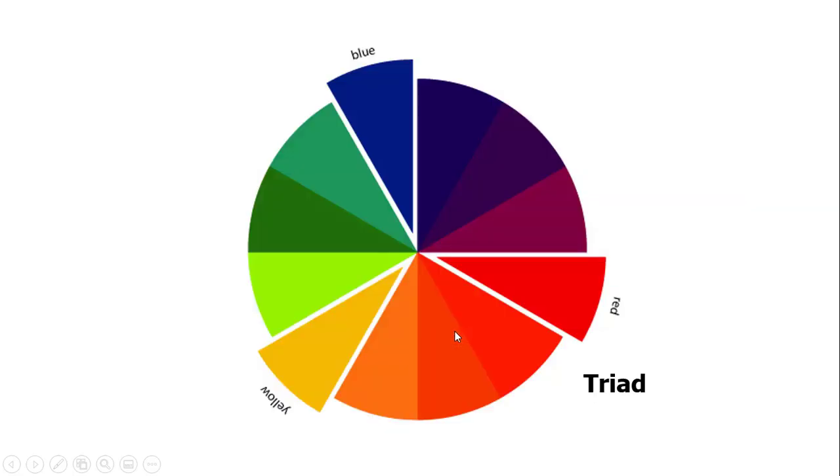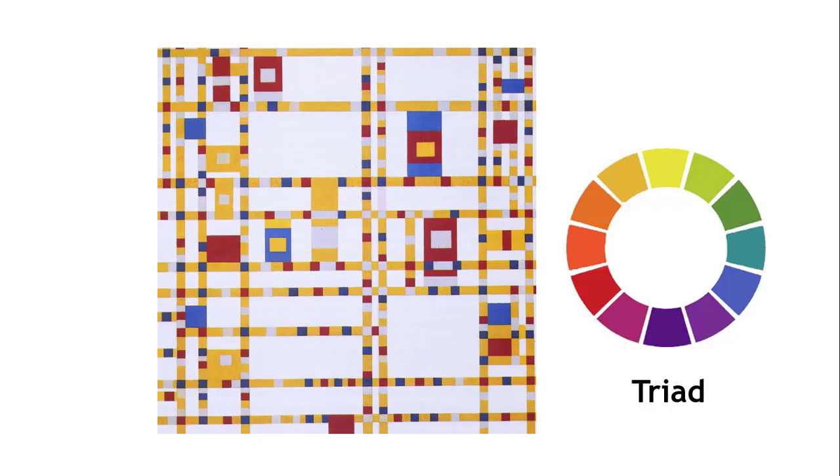A triad would be an equidistant triangle on the color wheel. So blue, yellow, and red, right? You can have a primary triad. You can have a secondary triad. Okay, so here you see blue, yellow, red. That is a primary triad.